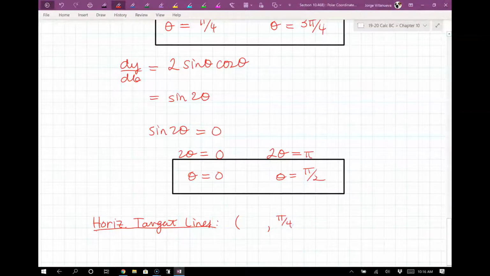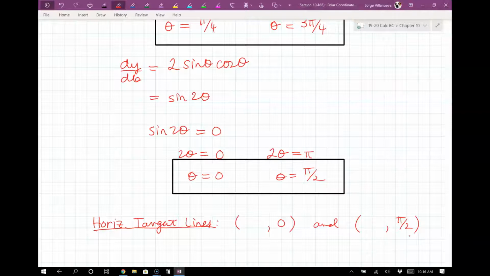Actually, wait, I think I wrote that wrong. Horizontal, that's a vertical. Horizontal occurred at 0 and at pi over 2. Okay? Now, you got to figure out the R value. So how do I figure out the R value? Yeah, plug it into your sine theta function, right? It was R equals sine theta.